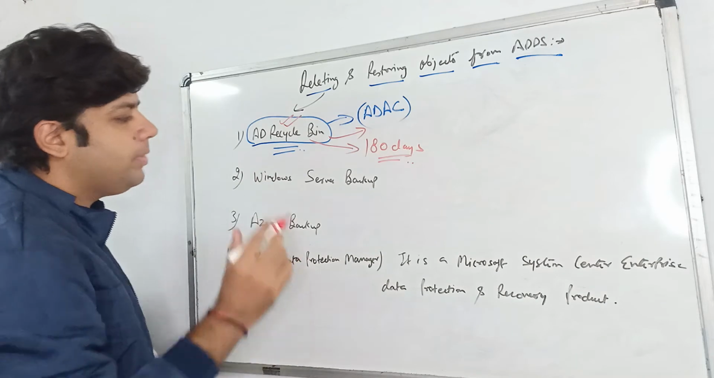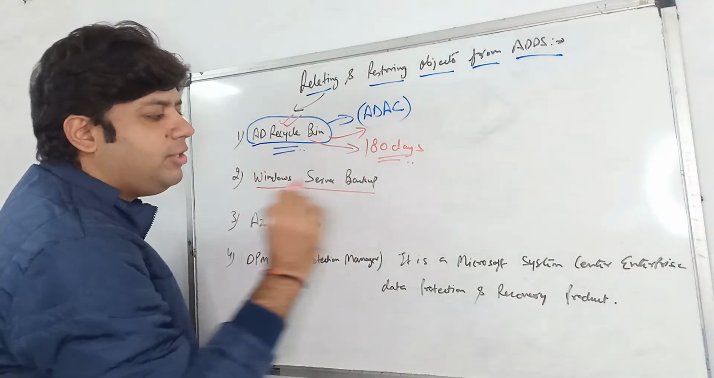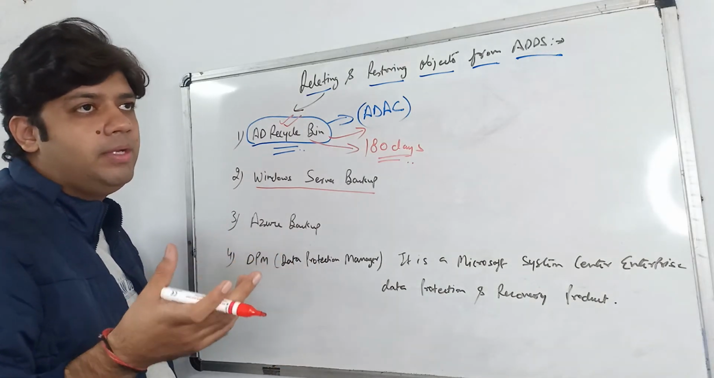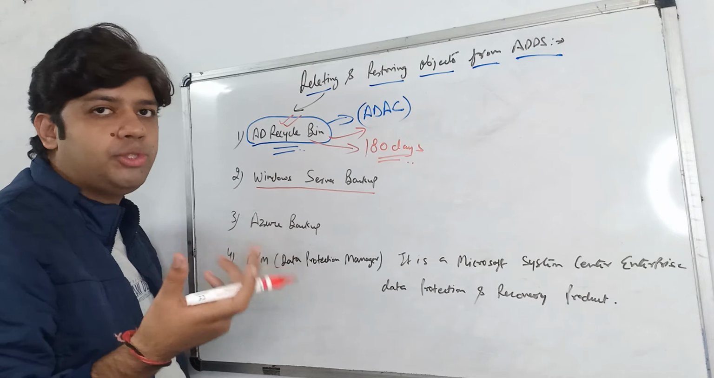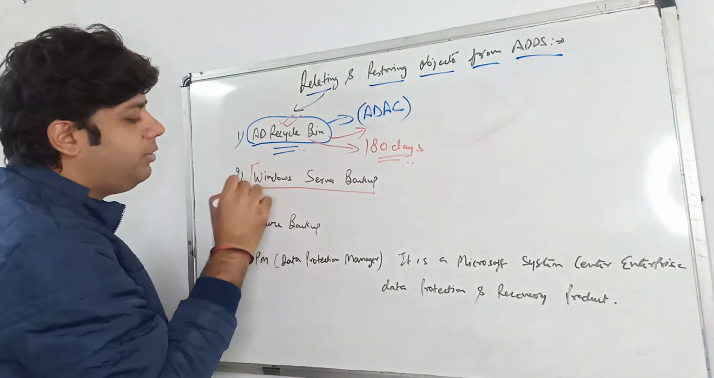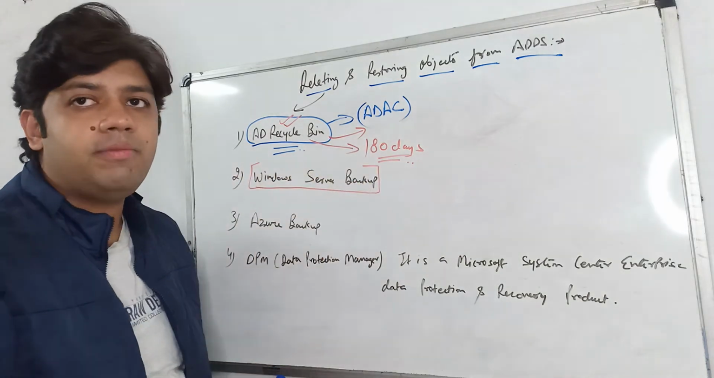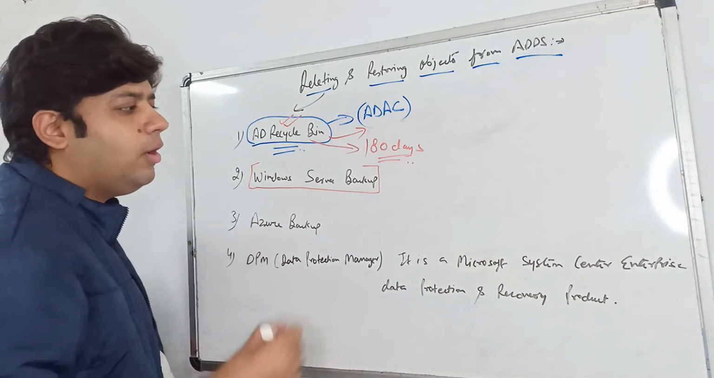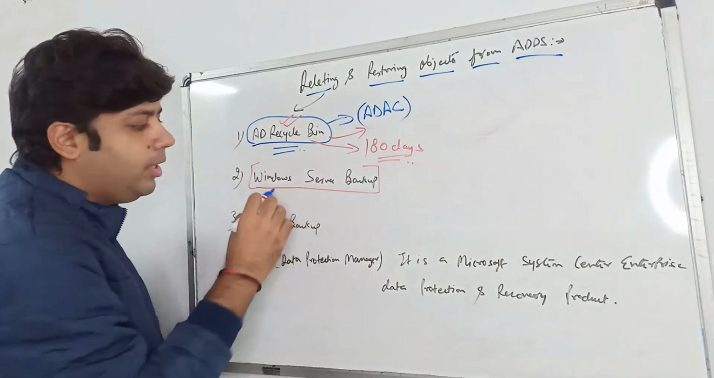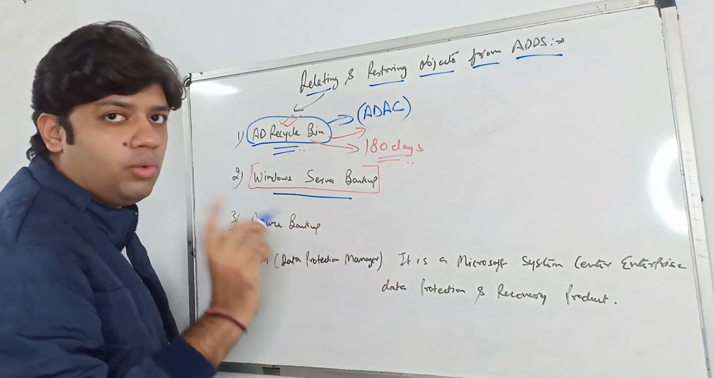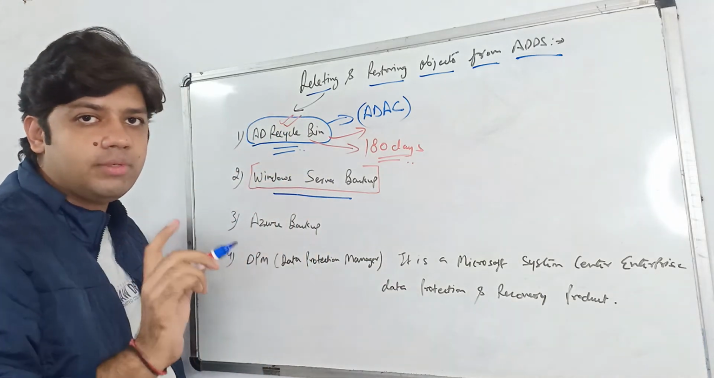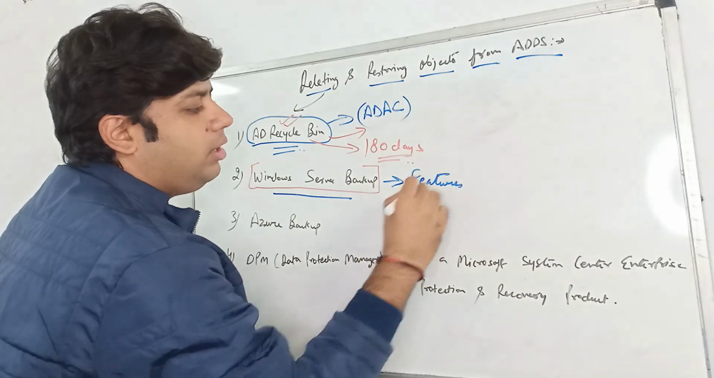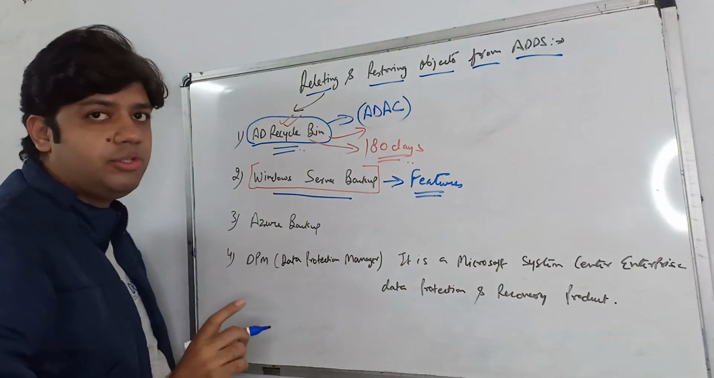Next one we have is the Windows Server Backup feature. Windows Server Backup is already there in the admin tools, but once you install the Windows Server Backup feature, from Server 2008 onwards it is available. You need to install it. This is a feature, not a role. We have two things in servers: roles and features. Windows Server Backup is a feature, it's not a role.